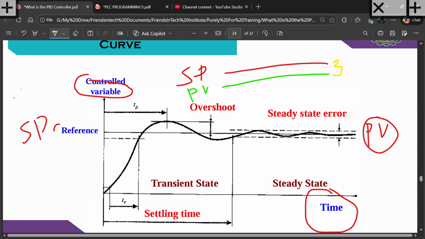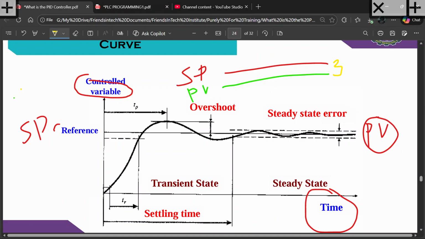I know it is impossible to have an error signal of 0. Why? Because in a system you must have disturbances. So it's really hard to have SP and PV match. But our goal or objective is trying to minimize this error signal, and we want to minimize it very fast. We don't want to take forever or a long time to minimize that error signal. So the process of minimizing that error signal is what is called settling time.